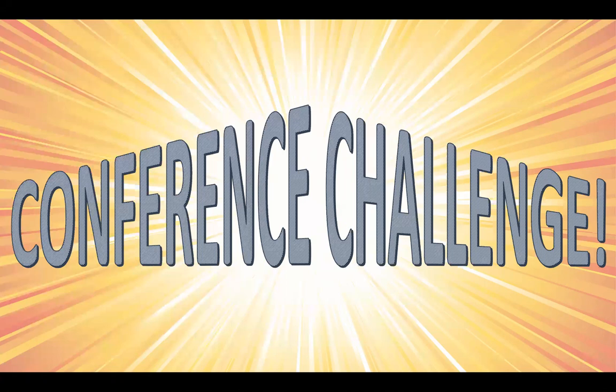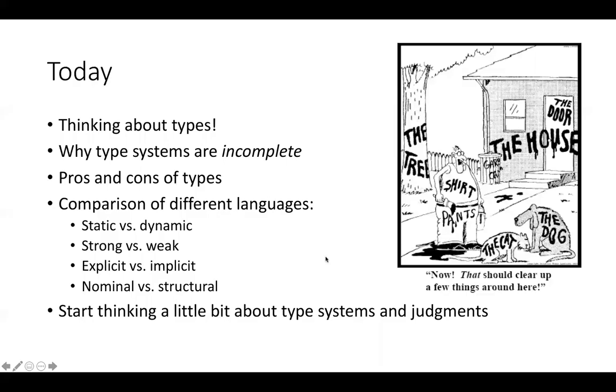So today we're talking about types, and we're going to start with a little discussion about why type systems are incomplete and how they help us, even though they are incomplete. We're going to talk about the pros and cons of types, what advantages they bring to us as programmers, and when they're useful and when they're not.